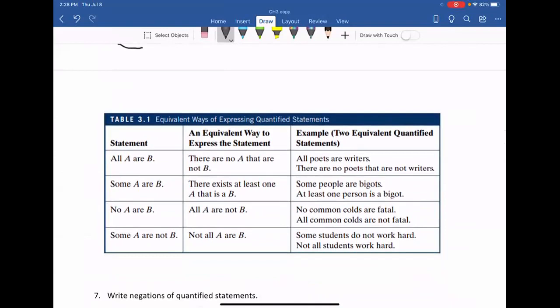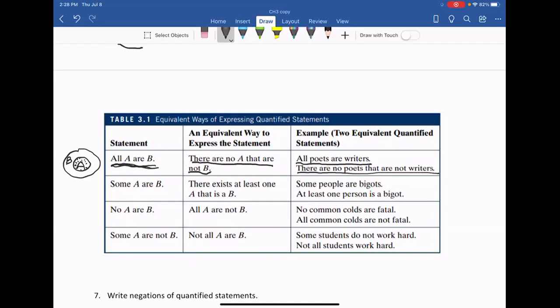So the first statement is all A are B. If I draw a Venn diagram, all A are B means all the elements in A are in B. So A is inside the set B, a subset of B. That means all A are B. It's equivalent to there are no A that are not B. Here is an example. All poets are writers. There are no poets who are not writers.